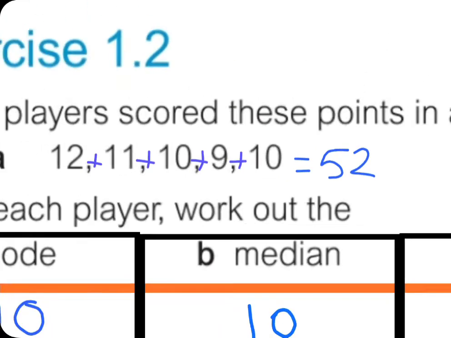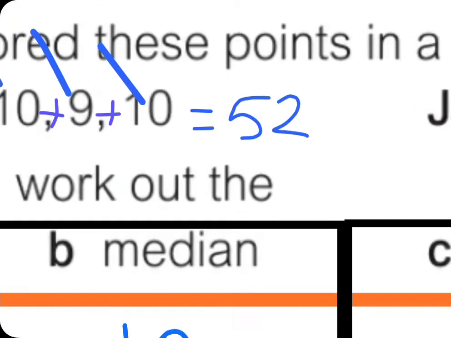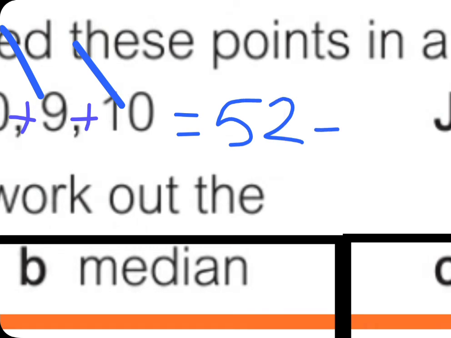Good. Now, after adding Sarah's data together, we're going to divide it by 5 because we have 1, 2, 3, 4, 5. So it's going to be 52 divided by 5. Good. So the answer will be 52 divided by 5 equals what? You can use the calculator to find out the answer.